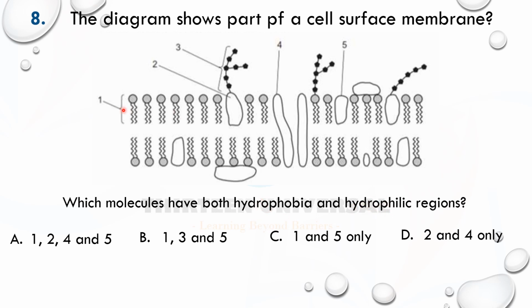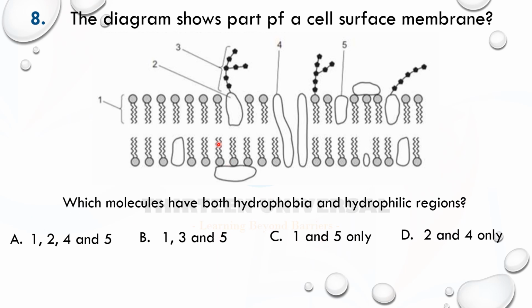So let's go on. Number one is phospholipid. This is a phospholipid molecule. This is the phosphate head, can you see it, and the hydrophobic tail. The phosphate head is hydrophilic, it points towards water. Hydrophobic withdraws from water. So this phospholipid has both hydrophobic and hydrophilic regions. So look for the option that has one. We eliminate D. So we're looking at A, B, C.